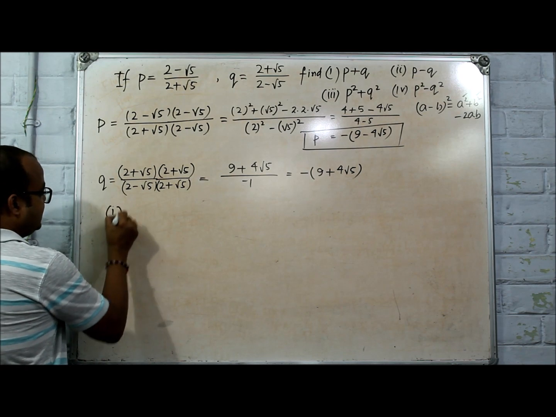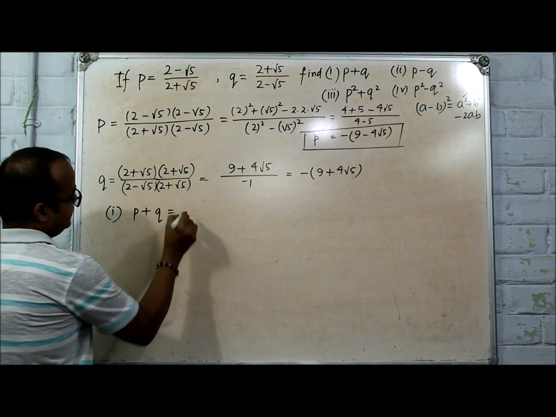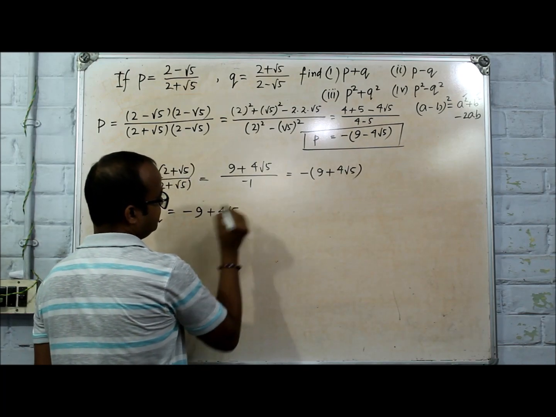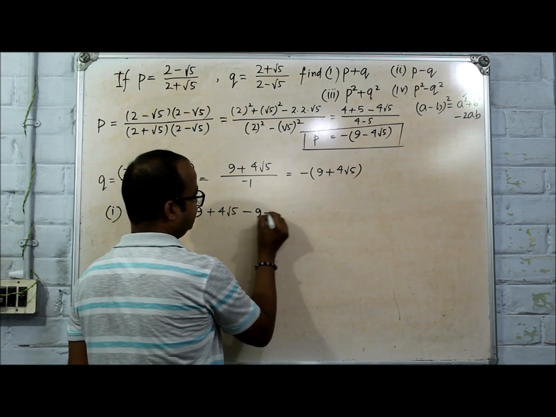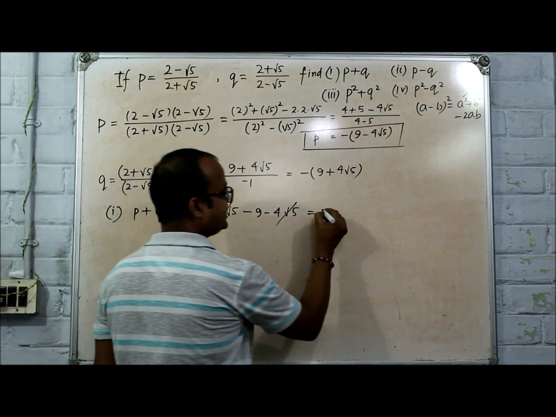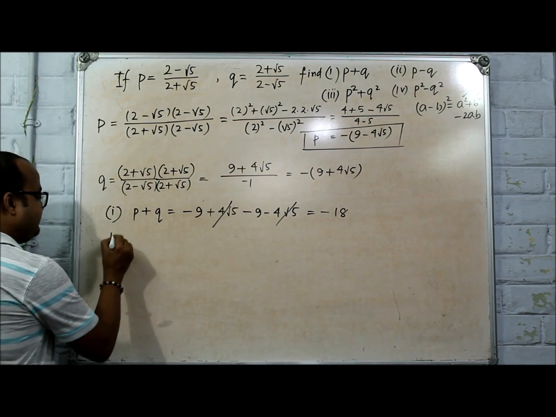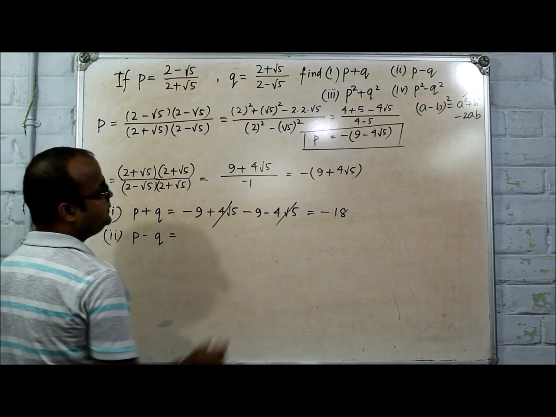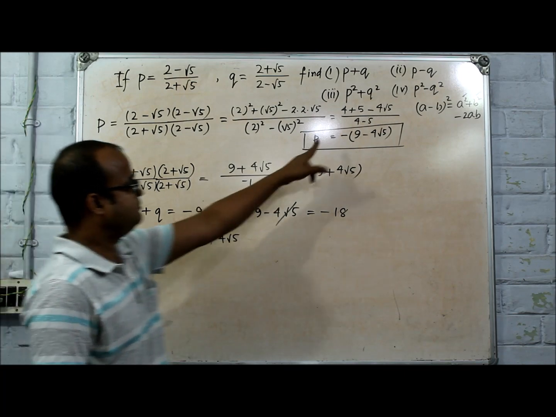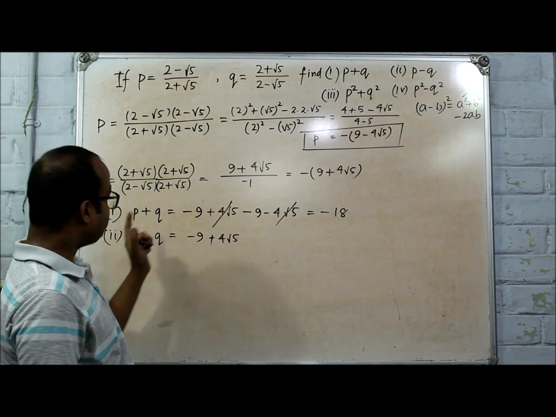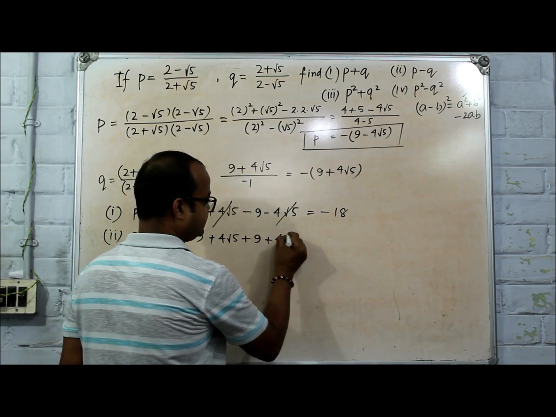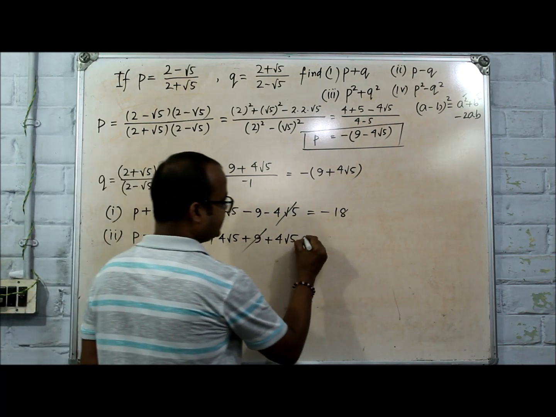So now we will take the first part, P plus Q. P is equal to minus 9, if you introduce this minus, so plus 4 root 5, plus Q, that means minus 9 minus 4 root 5. So 4 root 5 will get cancelled. Minus 9 minus 9 is equal to minus 18. Second part is P minus Q. P value is minus 9 minus 4 root 5 minus of Q, minus of minus plus, so we substitute the value of P minus Q. So this minus and this minus will become plus 9 plus 4 root 5. So minus 9 plus 9 will get cancelled, you will get 8 root 5.